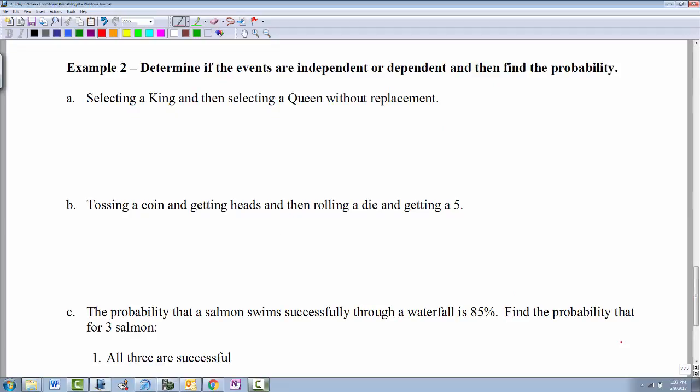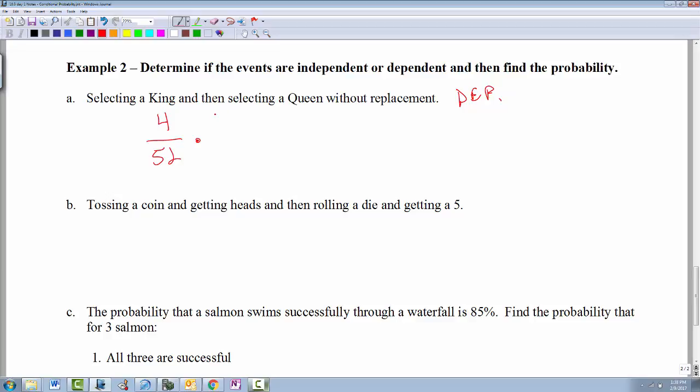Determine if the events are independent, and then find the probability. Here we go. It's very carefully worded. Selecting a king and then selecting a queen without replacement. Is this dependent or independent? Of course it's dependent. Two ways I've always looked at this, but first of all, how many kings are there in a deck? 4. Standard deck, how many total? 52. And then I make my second selection. First, we assume the first selection happened, and you got what you wanted to get. And then the second selection is affected.